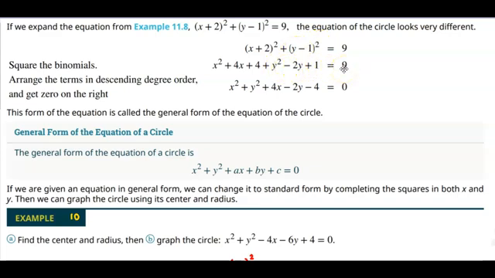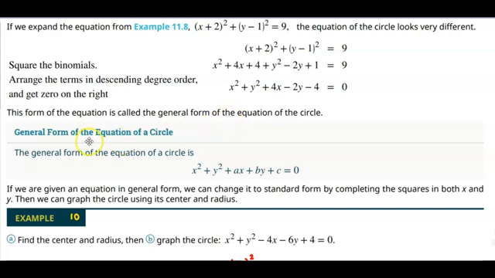9. And then if we combine like terms, we would end up with x² + y² + 4x − 2y, and then we'd have plus 4 plus 1, which is 5, and if we subtract 9 from both sides, we get −4, which is equal to 0. Now, what we'd want to do is go from this form back to this result. So this form of the equation is called the general form of the equation of the circle.